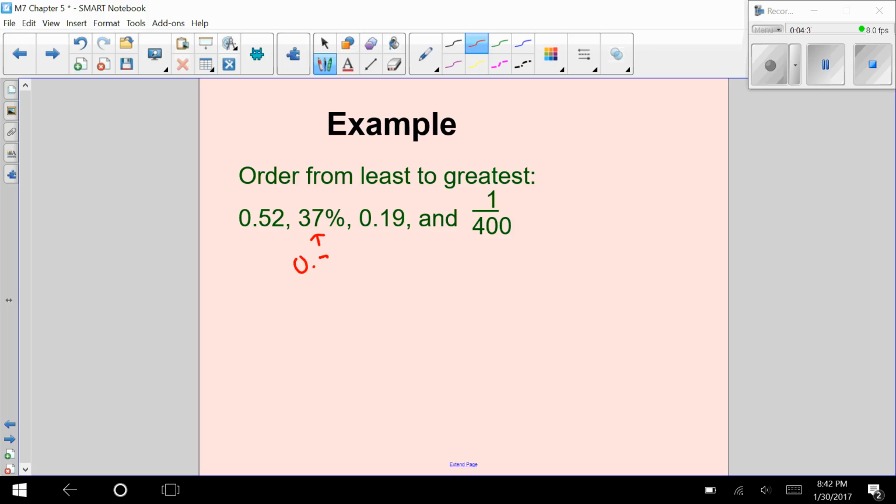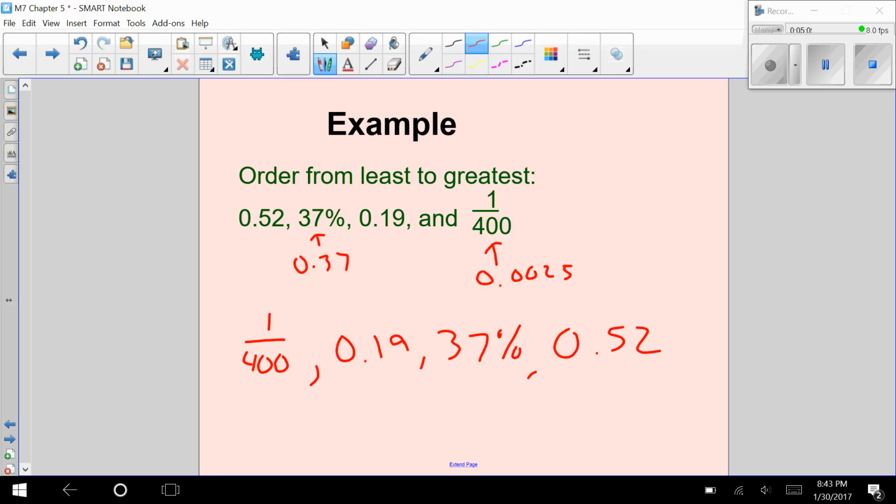37% I know is 0.37. So 1/400, I take 1 divided by 400, and I get 0.0025. Now I can put them in order. Obviously 0.0025 is the smallest. So 1/400 is first. Then I have 0.52, 0.37, and 0.19. 0.19 is next, then 0.37, which is 37%, and the largest is 0.52. And there we have it.